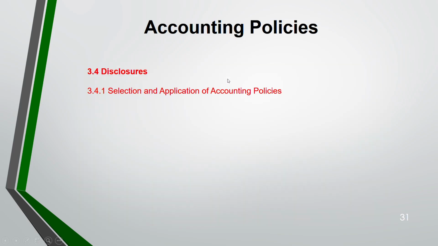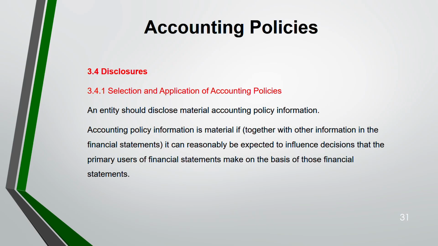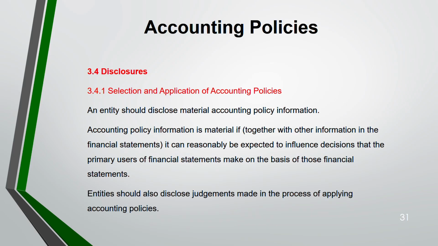Now moving on to the disclosure part of accounting policies. First, when you disclose, it is your selection and application of accounting policy. An entity should disclose material accounting policy information. Accounting policy information is material if it can be expected to influence the decisions of the primary users of financial statements. That means someone is making decisions only based on those financial statements. Okay. Next, entities should also disclose judgments that they have made in the process of applying accounting policies.